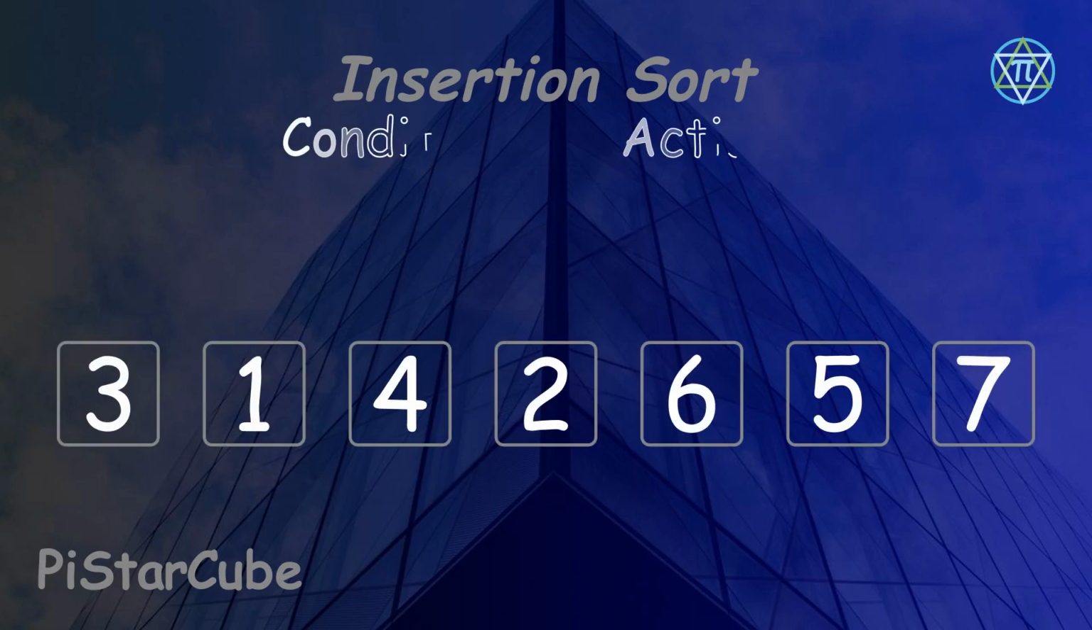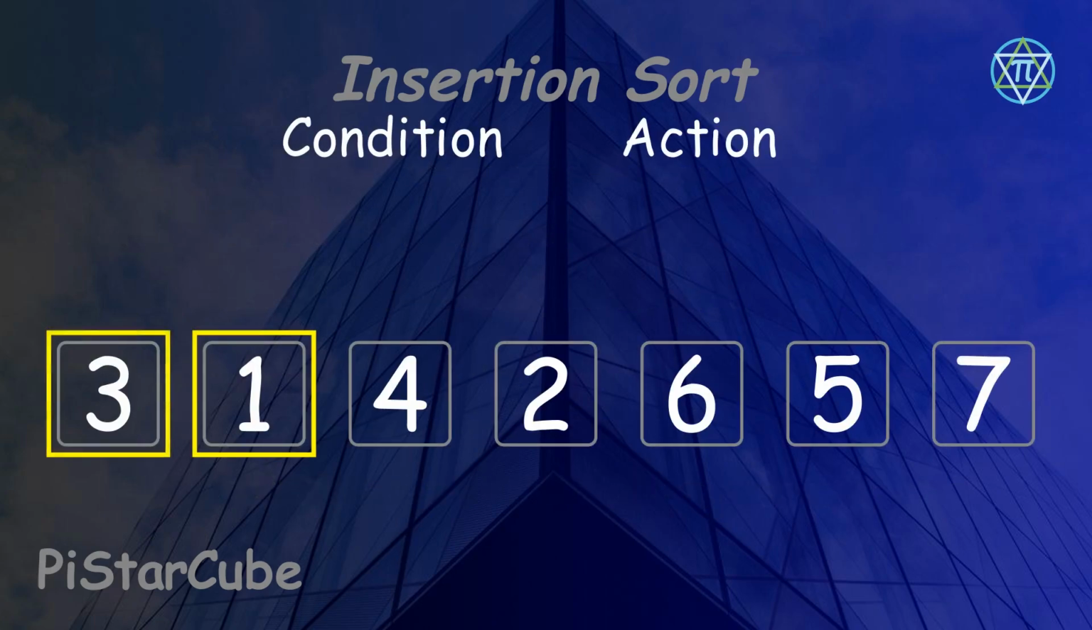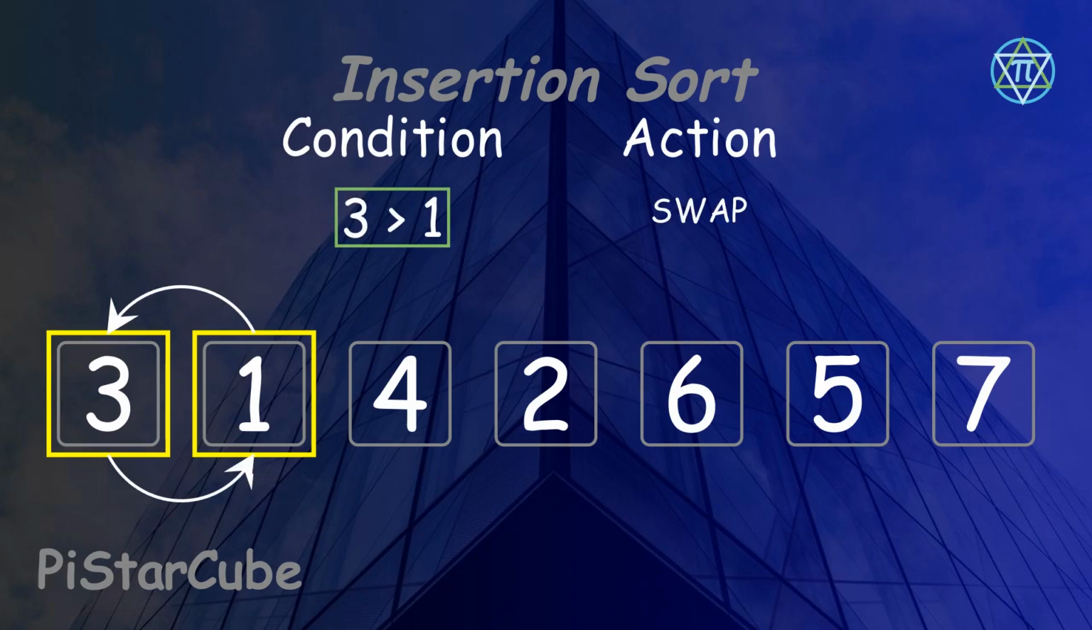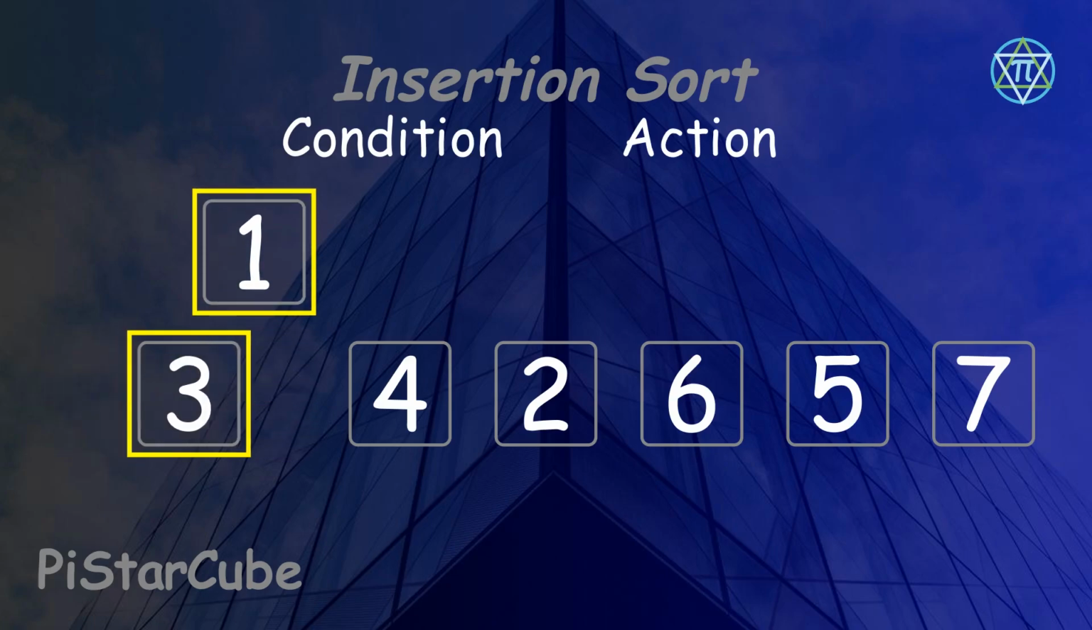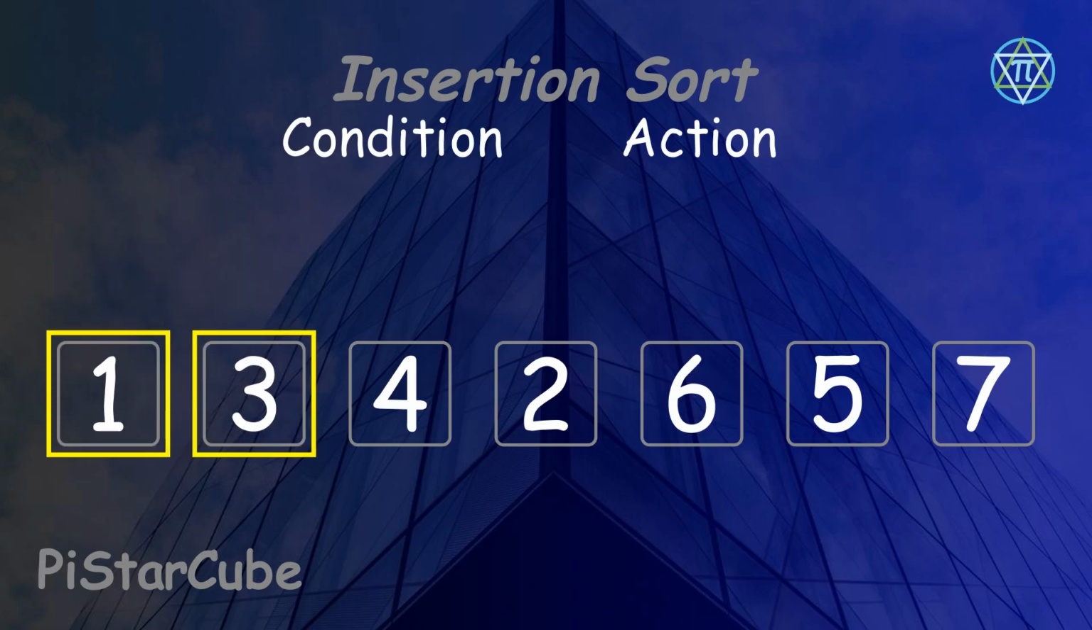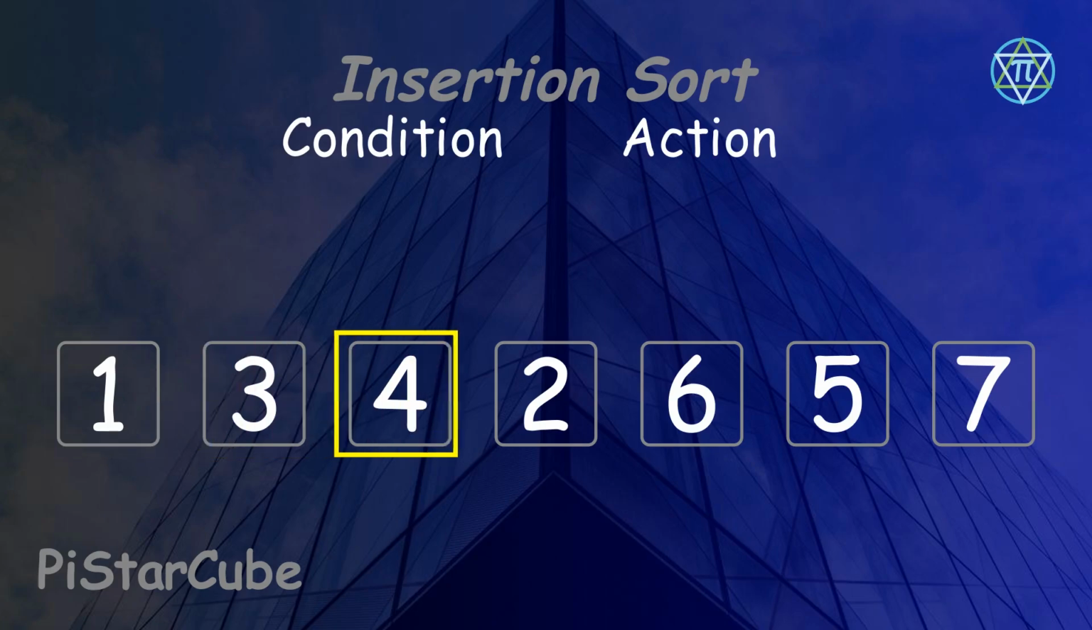Let's walk through how insertion sort works on this array. We start with the second element, 1. We compare it with the first element, 3. Is 3 greater than 1? Yes, it is. So we move 3 to the right and put 1 in its place. Now the sorted portion becomes 1 and 3.